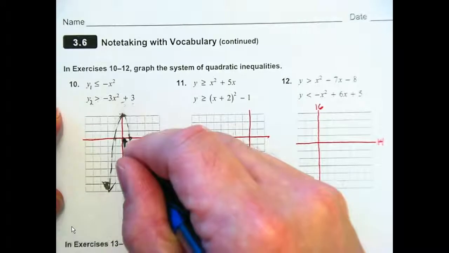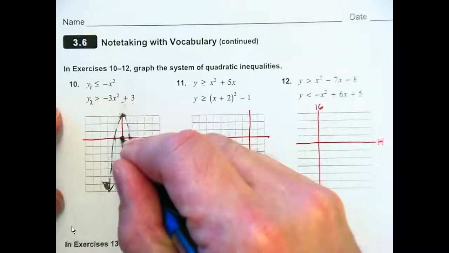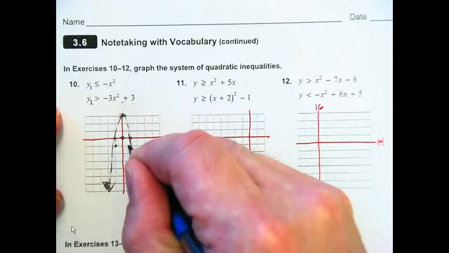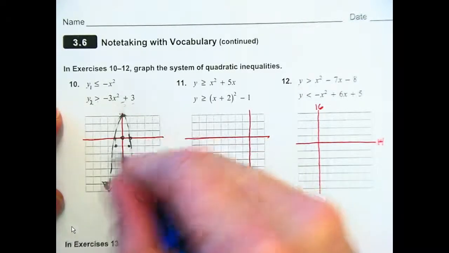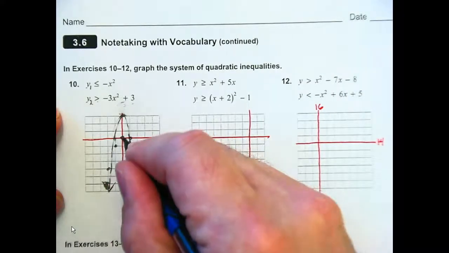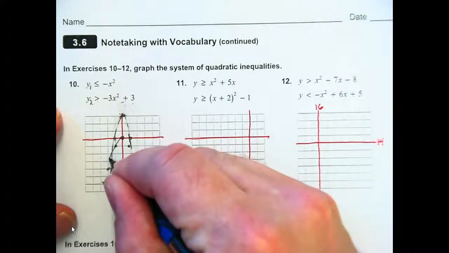0, 0, I go over 1, down 1. Over 2, down 4. And it is solid. Which makes life easy.